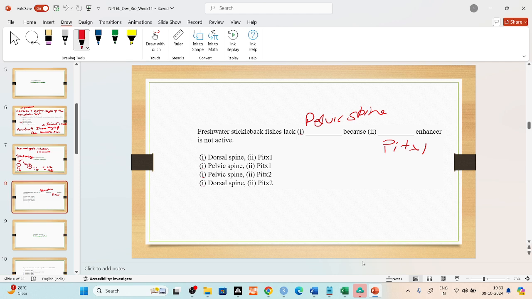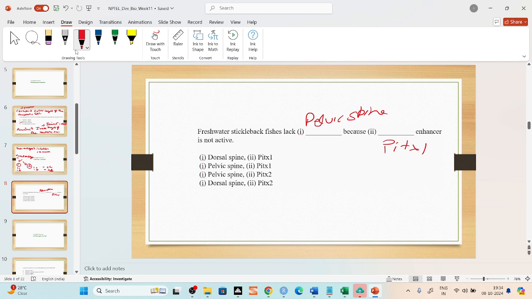So in this case, your PIX1 gene is present, but why it is not getting expressed is because the enhancer which is involved in its expression is not active. PIX1 would be active only when the enhancer which is involved in its expression is active. So the enhancer is inactive, and therefore the PIX1 gene is not getting expressed. And because this PIX1 gene is not getting expressed, pelvic spine formation is lacking. So you can see that changes in the regulatory elements can lead to morphological differences.